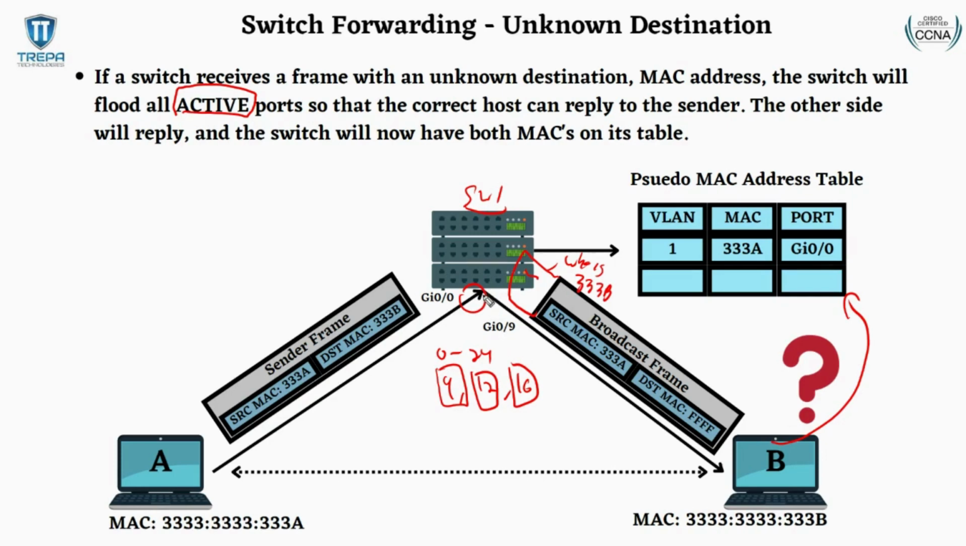Whereas, let's say we had another computer connected here, computer C. When it receives that broadcast frame, it's just going to not respond and drop the traffic, right? And be like, hey, that payload's asking who is 333B. I'm 333C. I don't need to respond to this broadcast. So once computer B then responds to that broadcast frame, the switch can now insert that ingress traffic and that source MAC address into its MAC address table. And now computer A and computer B can now talk to each other.